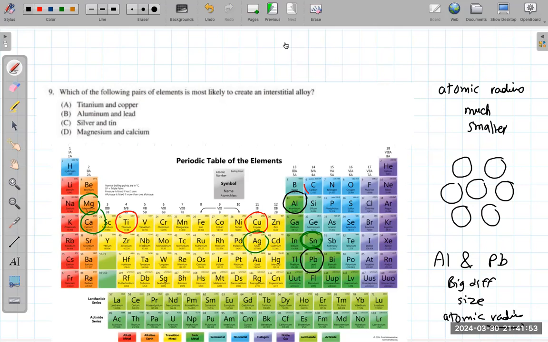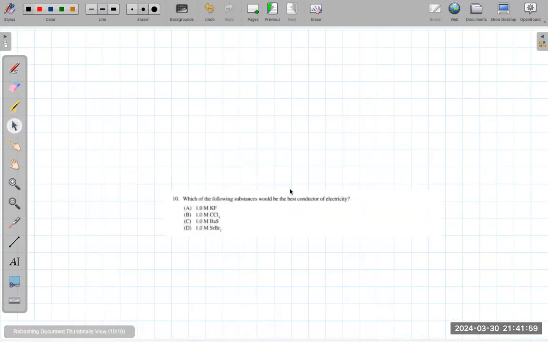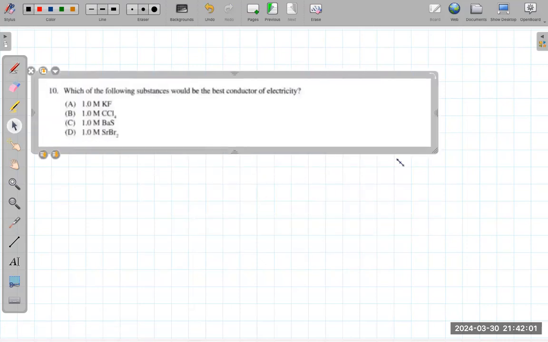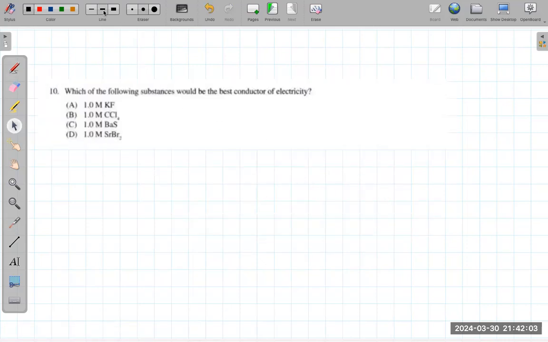Okay, and then which of the following would be the best conductor of electricity? That's the most common question that comes in our book. 1 molar KF or 1 molar CCl4, SrBr2. Which will be the best conductor of electricity?